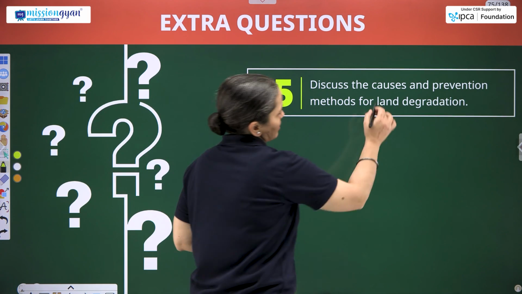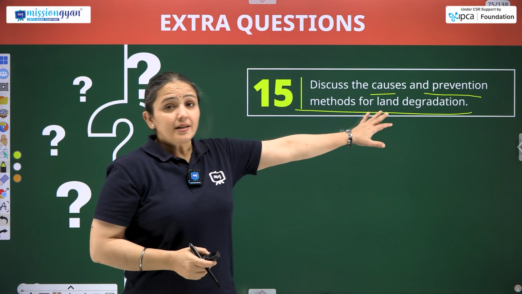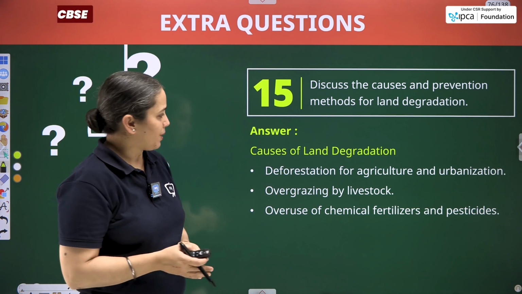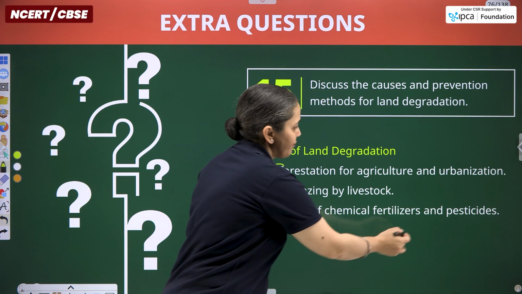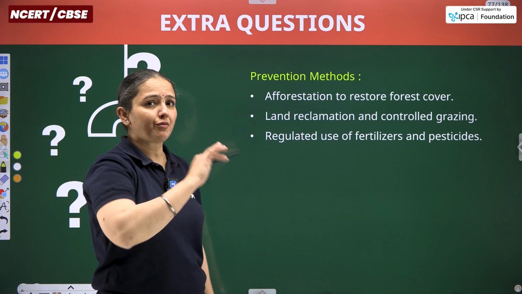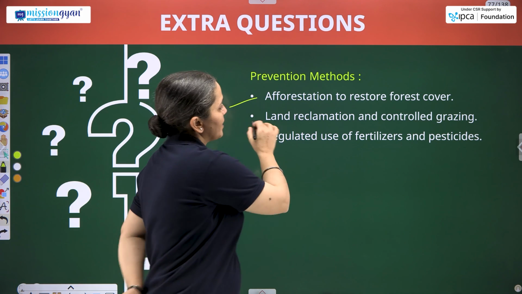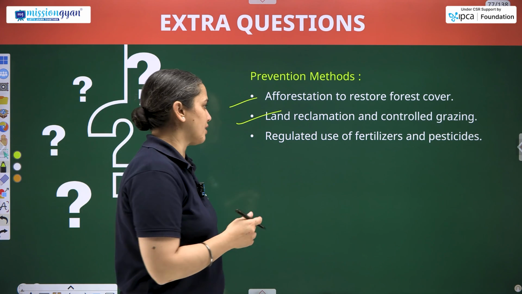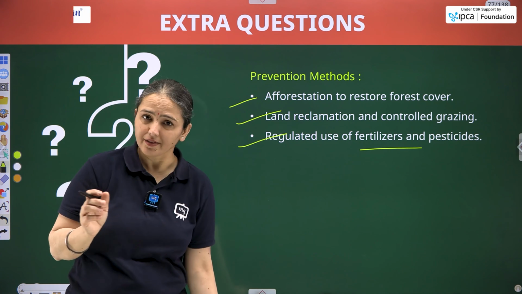Discuss the causes and prevention methods for land degradation. The reasons for the land quality getting worse and the reasons for saving it, we have already discussed, yet to repeat. So causes of land degradation: deforestation, overgrazing, overuse of chemicals and fertilizers and pesticides. Then prevention methods: for deforestation, afforestation; for overgrazing, reduce the grazing, or land reclamation and controlled grazing, less grazing or reducing the grazing. Regulated use of fertilizers and pesticides. So opposite to the causes will be the answer.